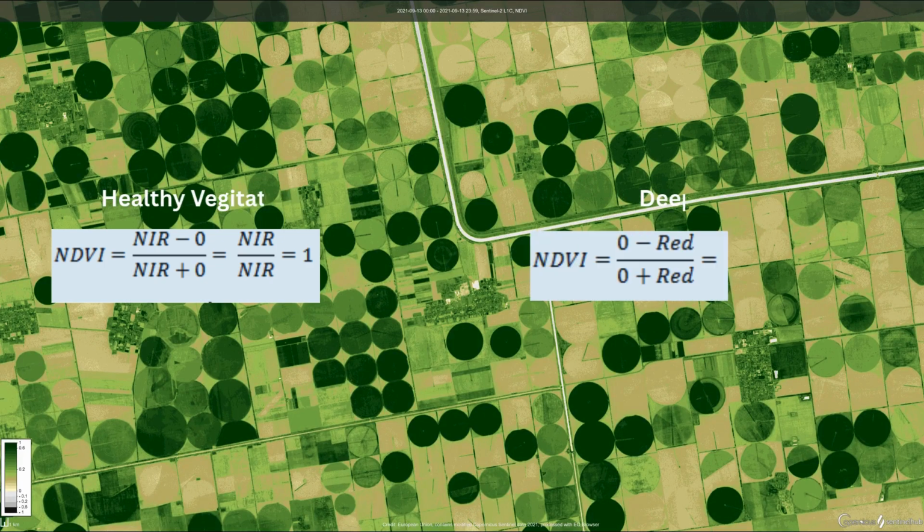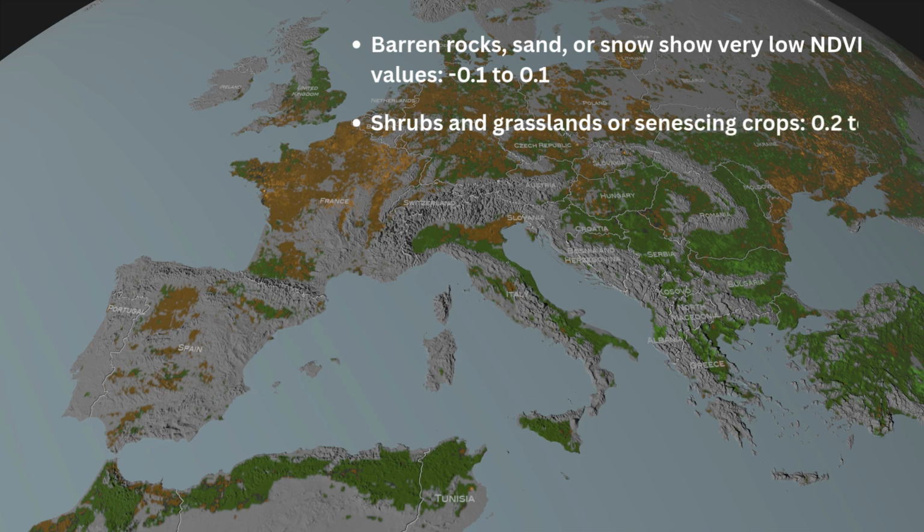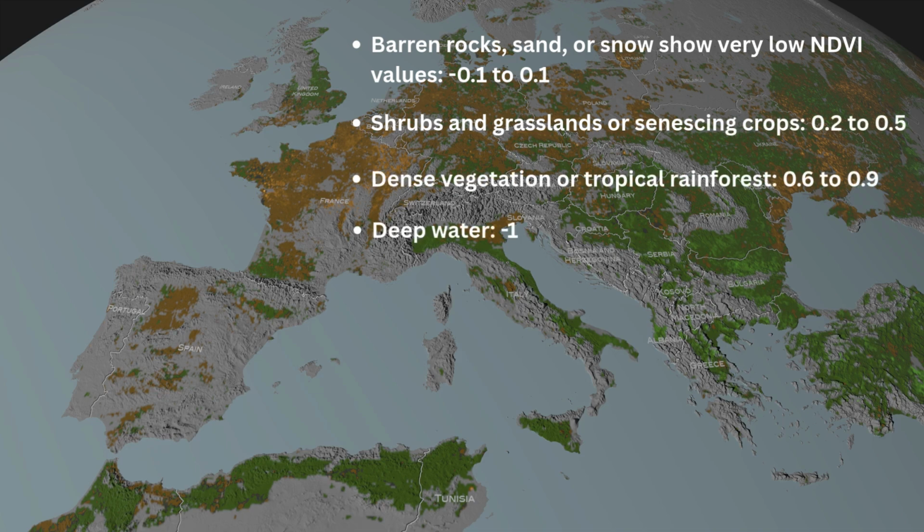Why? Because we are dividing a difference of NIR and red by a sum of NIR and red, which ensures the result stays within this range. NDVI close to 1 signifies healthy vegetation because of high NIR reflectance and low red reflectance. NDVI near 0 signifies bare soil or rock because of similar reflection in both bands. NDVI below 0 signifies water bodies because water absorbs both NIR and red light.